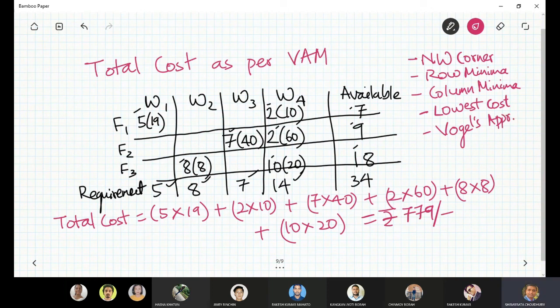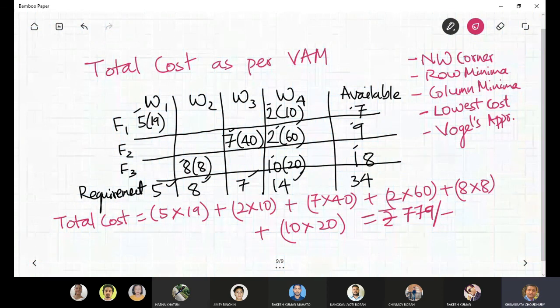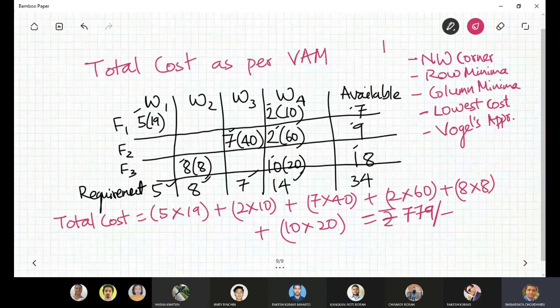Okay, so in the next class we'll discuss the optimality. This is all our IBFS, initial basic feasible solution of the transportation problem. Okay, so the optimality we'll discuss in tomorrow's class. Okay, so we can close the class over here.